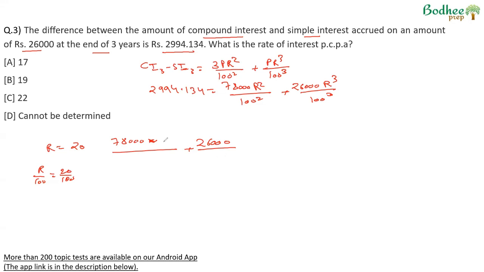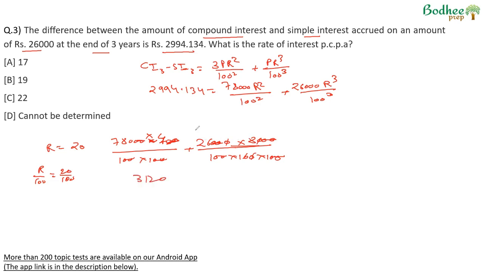So this will be 20 into 20 or 400 upon 100 into 100. This would be 20 into 20 and 28,000 into 100 into 100 into 100. So the zeros cancel. Again, double zero, single zero, single zero, single zero, double zero cancel. So this becomes 4 into 780. 780 into 4 would come out to 3120.